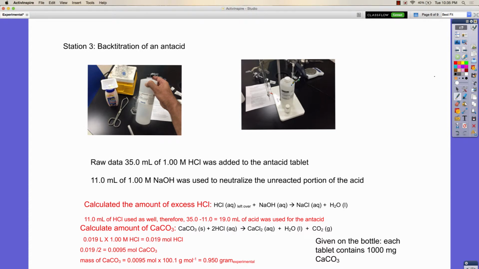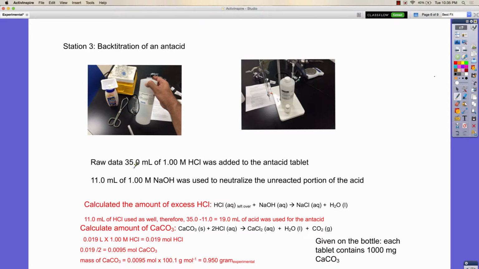Station 3 is back titration of antacid, and these are the equipment and materials. You have antacids that have calcium carbonate as the active ingredient, hydrochloric acid, then you have sodium hydroxide, phenolphthalein, your indicator, and a burette. Of course, we also have a graduated cylinder for the acid.